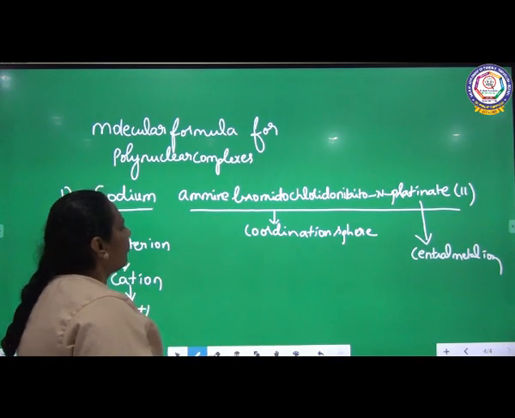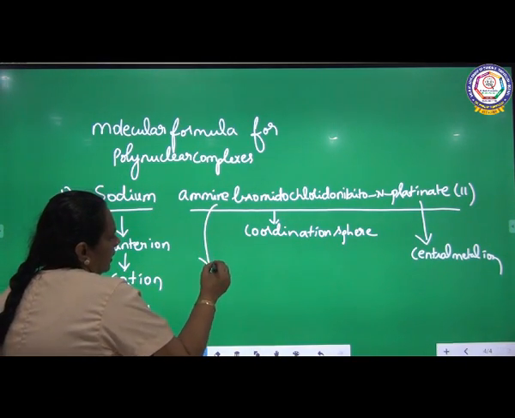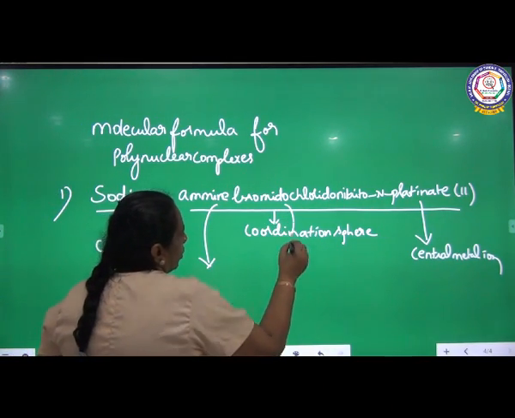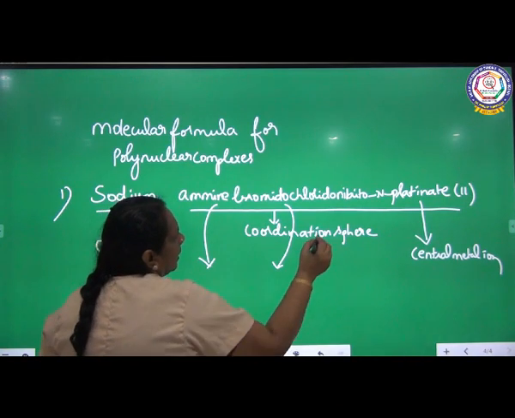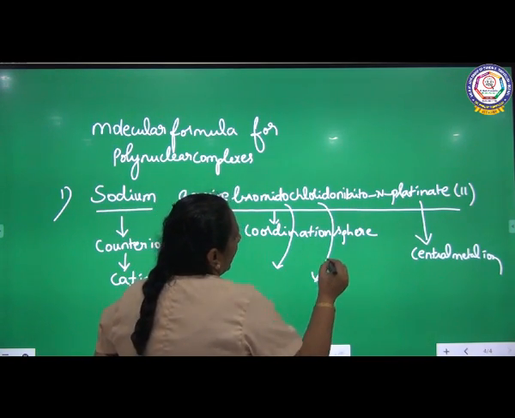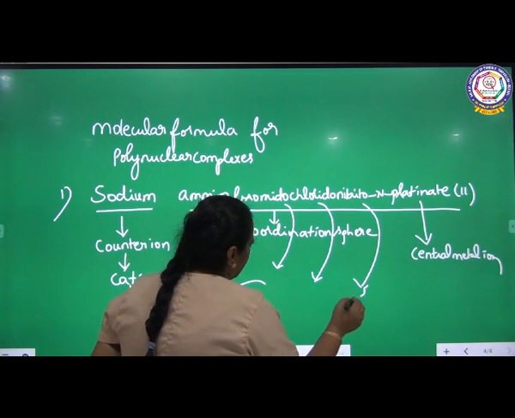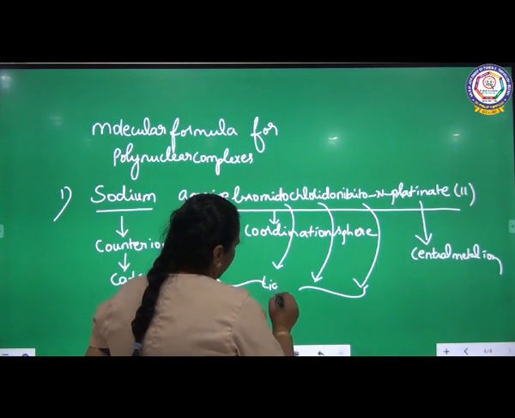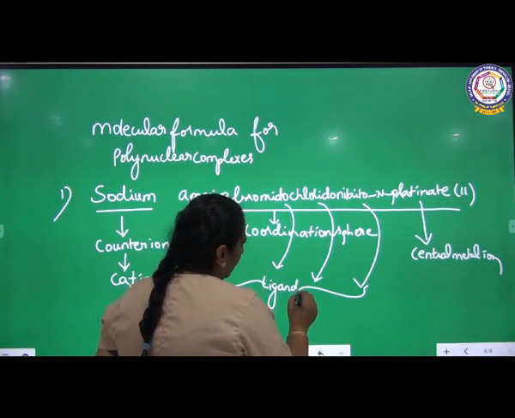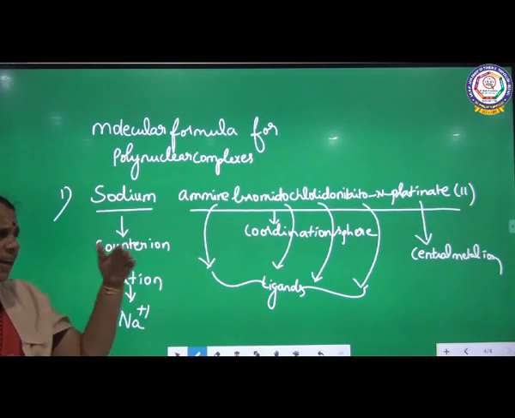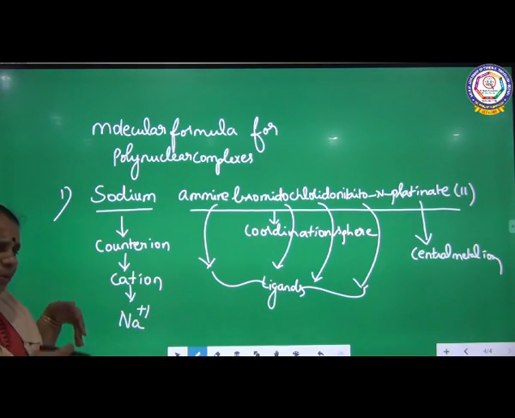Here there are different ligands present. This is one ligand, bromido is another ligand, chlorido is one more ligand, and nitrito is another ligand. So all these are ligands. I have segregated the compound. Sodium is a counter ion here.